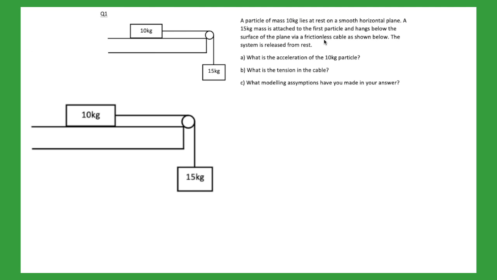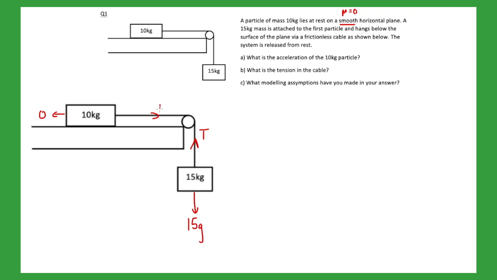Okay, so I'm going to start by labeling up the forces on this diagram before I even start attempting the question. On this particle, I have 15G as a force down. I have tension this way. On this one, if I read it, it says there is a smooth horizontal plane. Okay, so this means there is no friction. So there's no force this way.